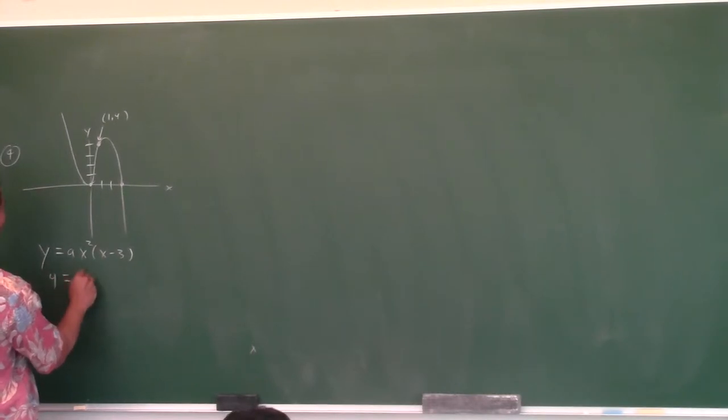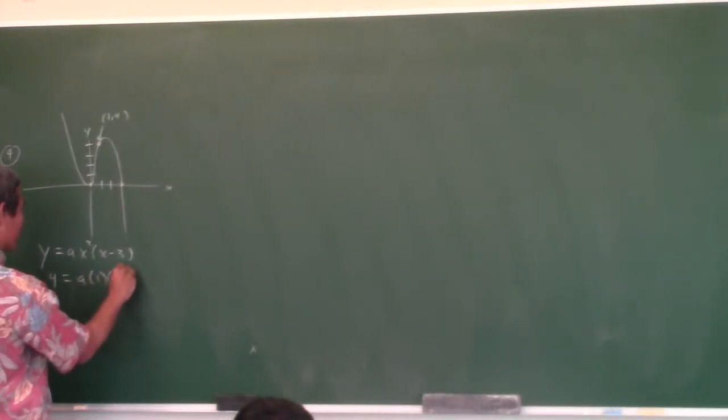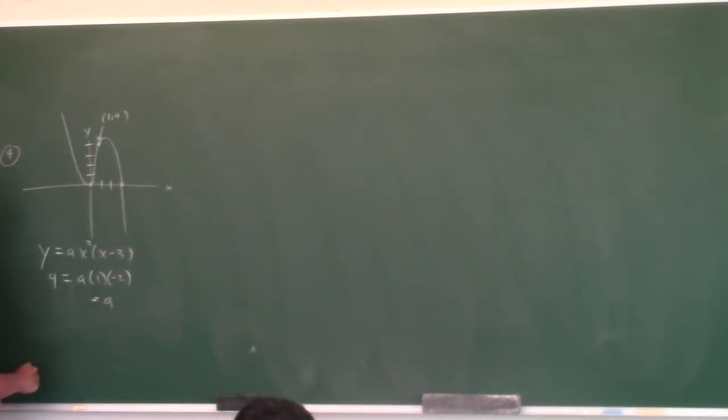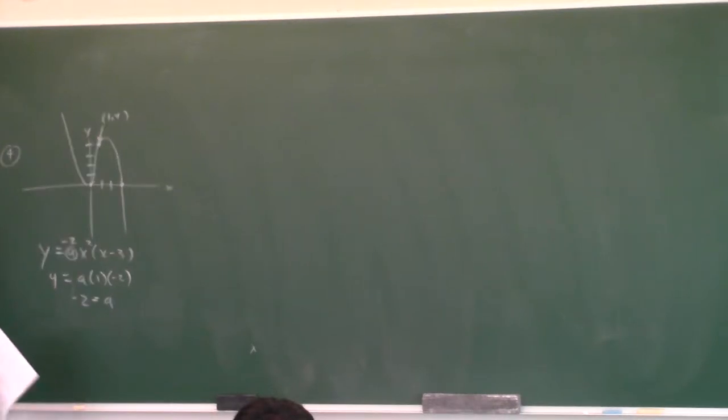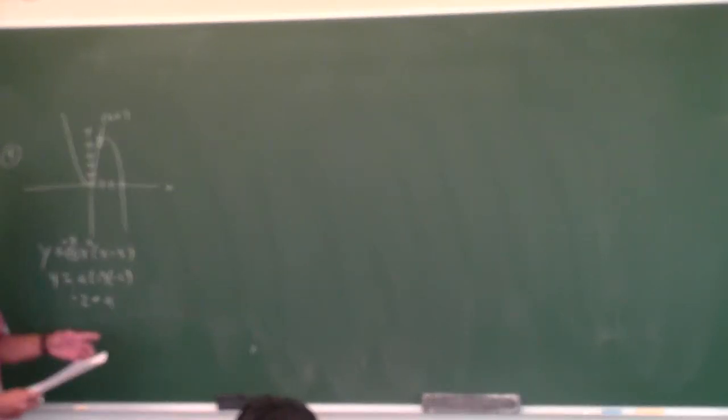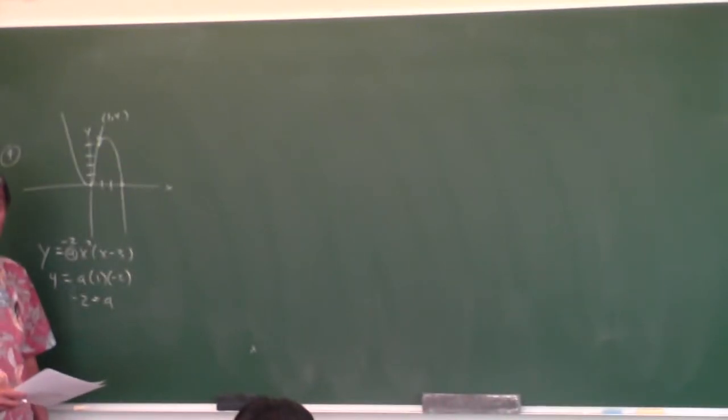So 4 equals a times 1 times negative 2. Therefore, a is? 2. What? Negative 2. So just put negative 2 right there. Box that. That's the answer. Yes. See how easy it was when you draw the picture?